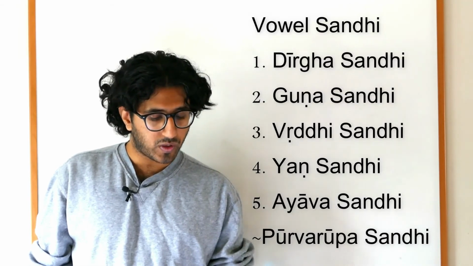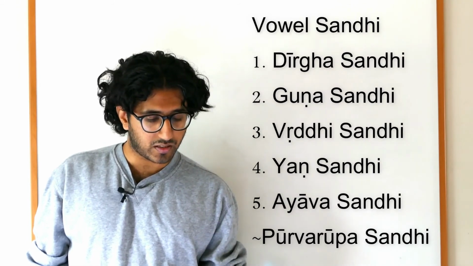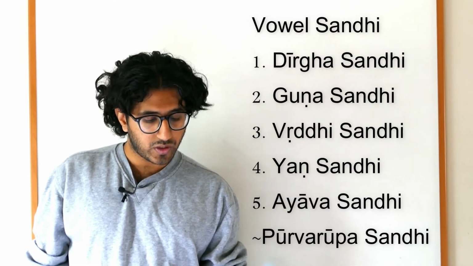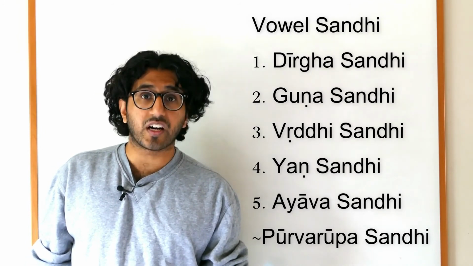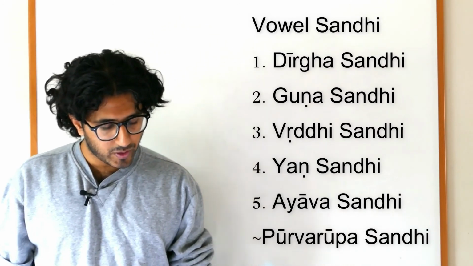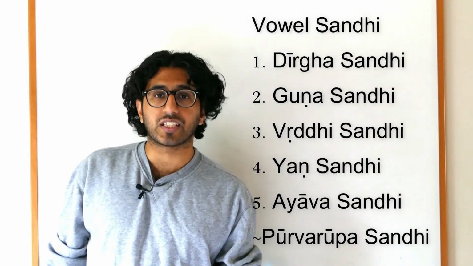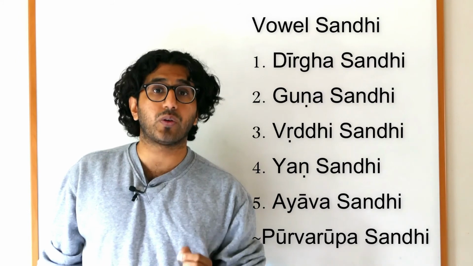This should conclude the Vṛddhi Sandhi, part of the Vowel Sandhi. We have about 2 more and 1 sub-rule. So we have number 1, Savarna Dirgha Sandhi, which is the same class combination. We had number 2, Guna Sandhi, number 3, Vṛddhi Sandhi, number 4 will be Yan Sandhi, and number 5 will be Ayavayava Sandhi. And there's going to be a rule under that called Purva Rupa Sandhi. So there are going to be 5 to 6 main vowel sandhis.